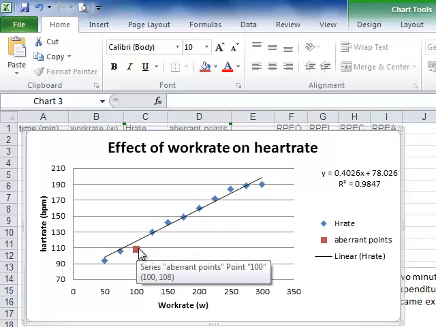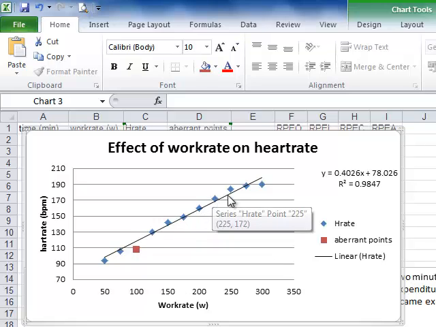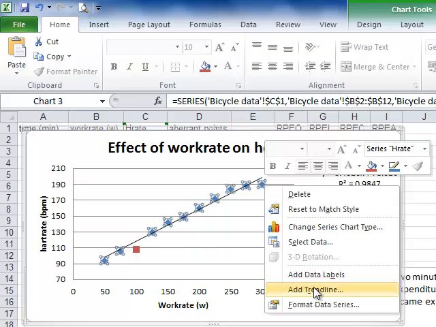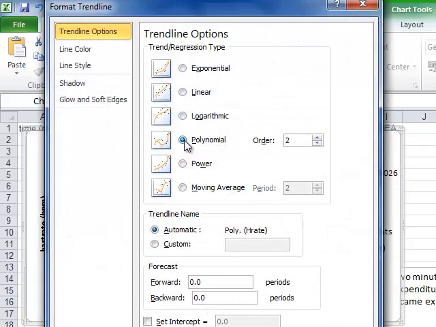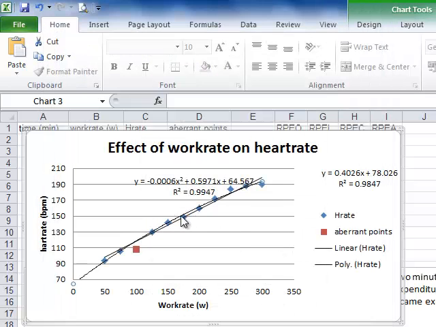I'm not going to include this point, which was probably down to the heart monitor slipping or something like that. Click on the data, right mouse click, add trend line. I'm going to add a second order polynomial that defines a nice smooth curve, and again I'm going to include display equation on chart, display R squared value on chart, and this time I'm actually going to shove the line backwards to the y-axis, so the starting work rate was 50 watts. And close that, and let's have a look at this.